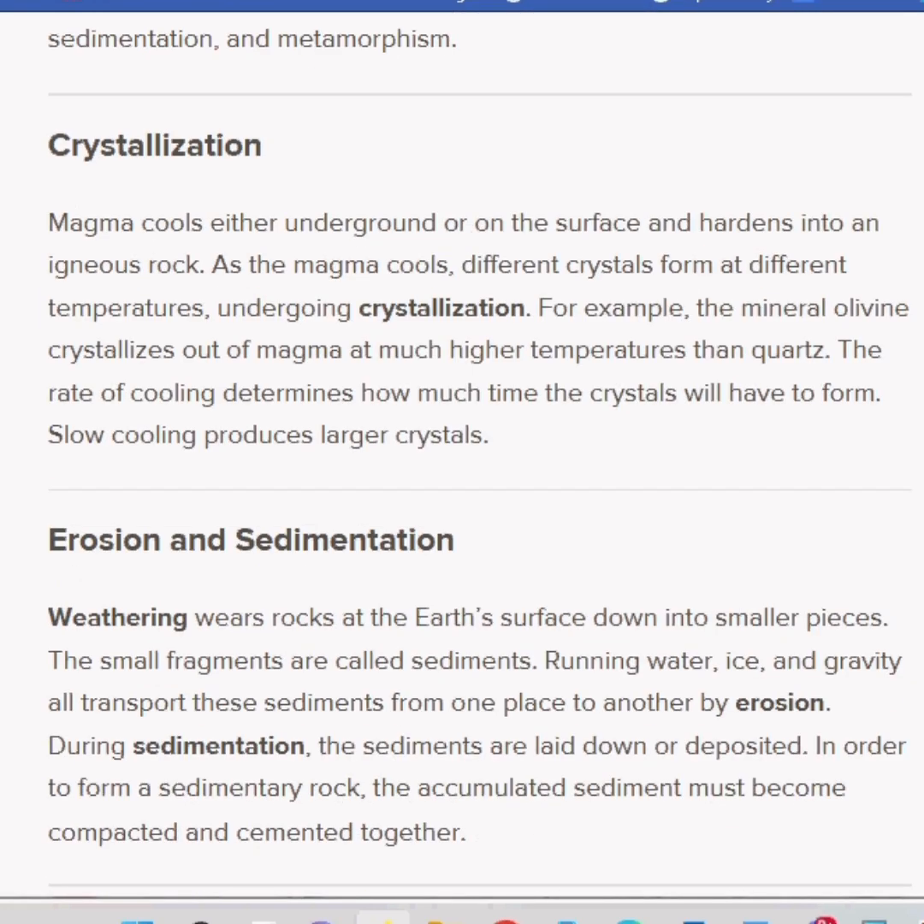Crystallization. Magma cools either underground or on the surface and hardens into an igneous rock. As the magma cools, different crystals form at different temperatures, undergoing crystallization. For example, the mineral olivine crystallizes out of magma at a much higher temperature than quartz. The rate of cooling determines how much time the crystals will have to form. Slow cooling processes produce larger crystals.